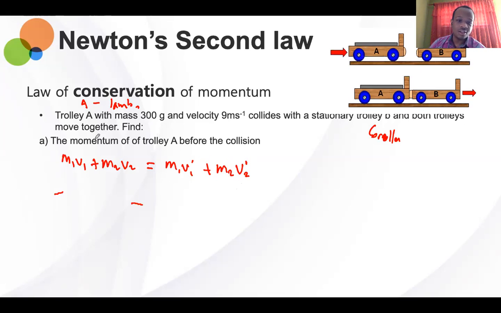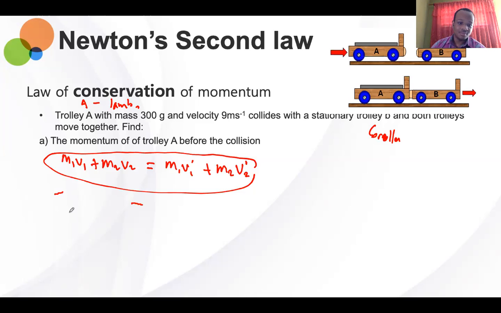So we need to calculate now the momentum of trolley A before the collision. So we're not using these formulas yet, right? I just want to ensure that we remember that. All right. Let's work it with the class. So we have momentum equals mv, mass times velocity. Now the mass is 300 grams. Can we use this 300 grams right here? What do we have to do?